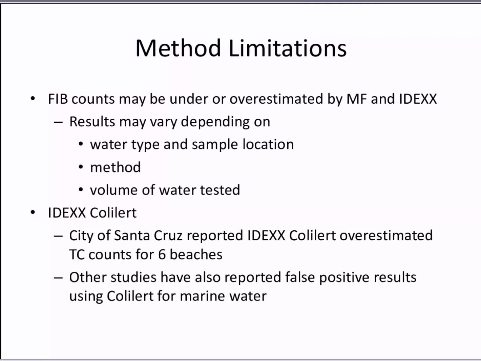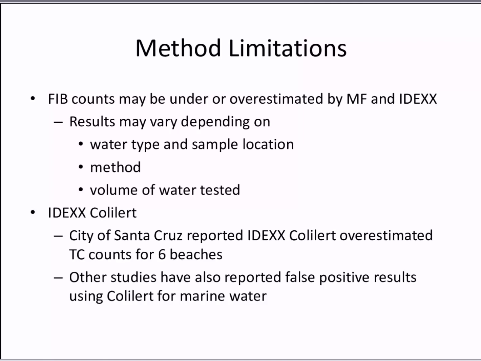Now I want to talk about the limitations. And that is that the counts can be under or overestimated by both approaches. And the results can vary depending on the water type and sample location. For instance, in brackish water, there may be constituents that cause autofluorescence, for instance, that could lead to a false positive reading. The results can also vary by method and by volume of water tested, and I'll talk about that in a little bit.